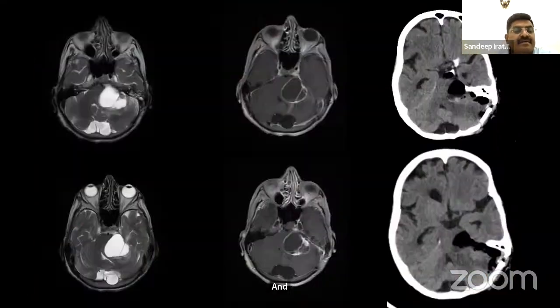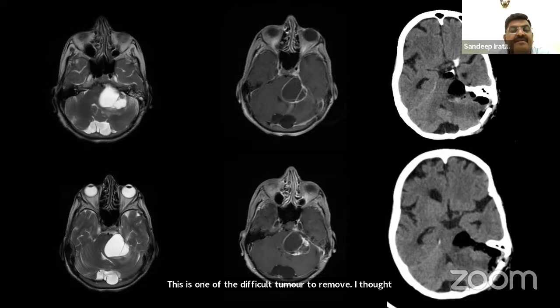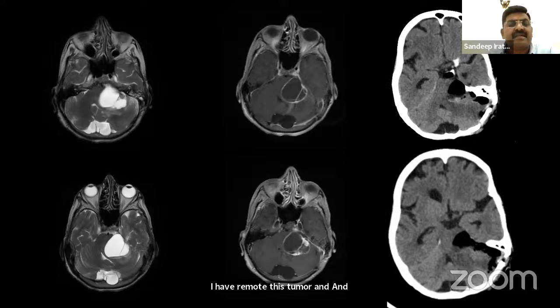This is one of the difficult tumors to remove. I thought this was a cystic tumor. I could just peel it off and get away with the tumor, but I was wrong. I removed this tumor, and the capsule was densely adherent to the brainstem.